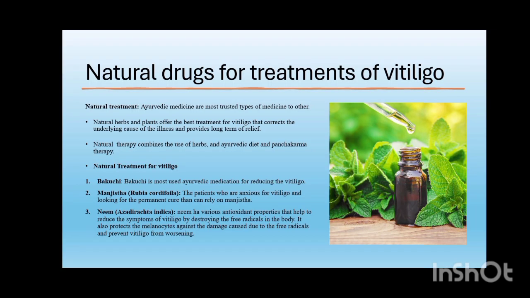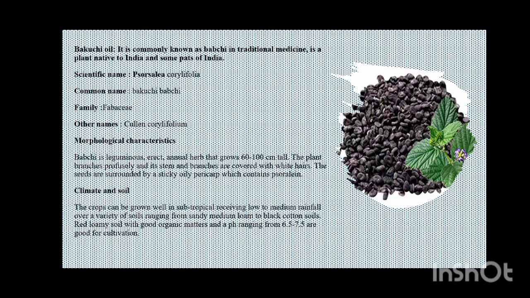Natural drugs for treatment of vitiligo. Natural herbs and plants offer the best treatment for vitiligo and correct the underlying cause of illness and provide long-term relief. There are various natural drugs used in vitiligo: Bakuchi, Manjistha and Neem. Bakuchi is the most used Ayurvedic drug for reducing vitiligo. Manjistha: patients who are anxious about vitiligo and looking for a permanent cure can use Manjistha for treatment.